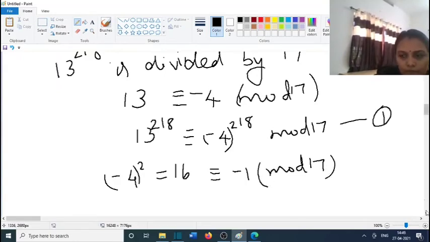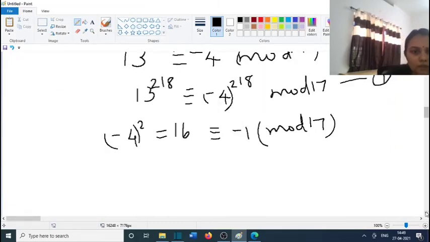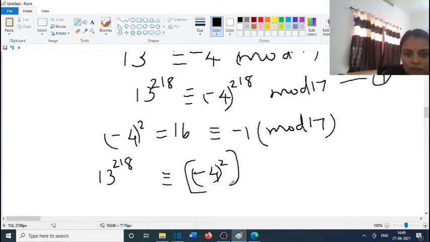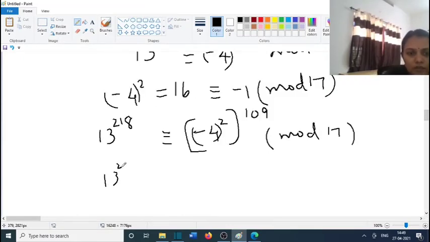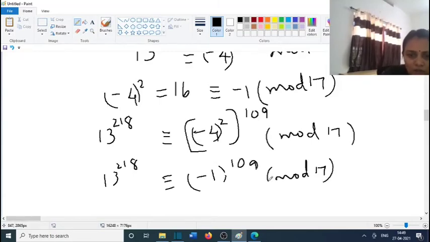So 13 raised to 218 is congruent to minus 4 whole square, the whole raised to 109, mod 17. That is, 13 raised to 218 is congruent to minus 1 raised to 109 mod 17, which is congruent to minus 1 mod 17.